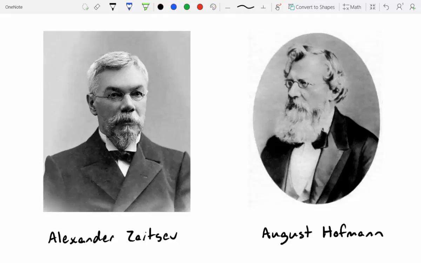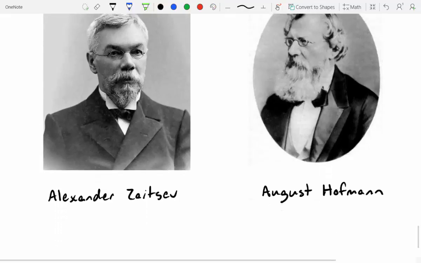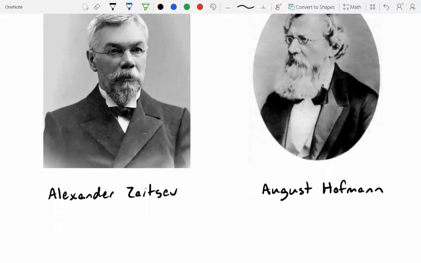And they were the ones that really did the initial studies on alkene formation, right? Zaitsev came up with this theory where he was really adamant at first that anytime you do an elimination reaction, you're going to go form the more substituted alkene. So let's make a little note of that. So anytime you get a more substituted alkene, you call it your Zaitsev product.